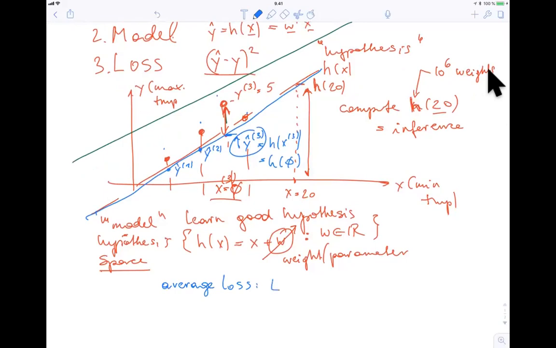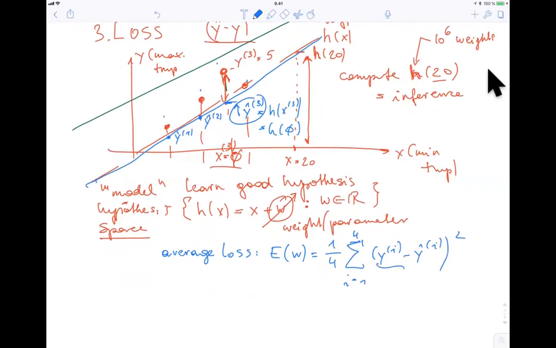So let's denote this E of w, which is 1/4. And then we sum from the first data point to the last, which is 4, the label of the ith data point minus the predicted label of the ith data point squared. So this here is the prediction error. And this here is the squared error loss on the ith data point.